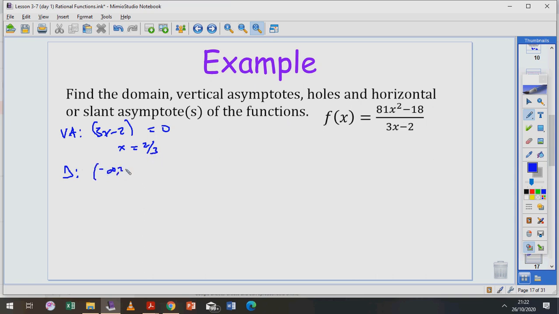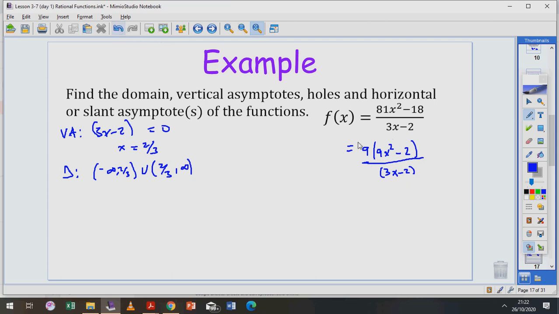So negative infinity to 2/3, union 2/3 to positive infinity. That's the domain. The vertical asymptotes, I've got that. The holes, let's check if this is factorable. So 81x squared minus 18 is the same as, if I pull out a 9, I'll have 9 times 9x squared minus 2, divided by 3x minus 2. Yeah, I'll factor that, but I don't see anything that I can cross out.